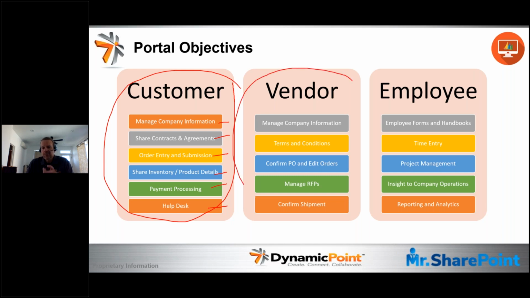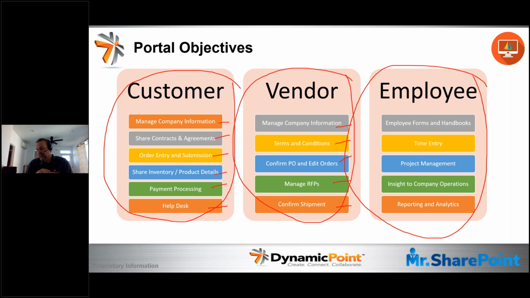On the vendor side, it's pretty much the flip of that. I'm obviously not going to do sales orders, but maybe I'd want them to see and confirm purchase orders or do vendor terms and conditions, manage company information. RFP management is a big one, responding to RFPs, being able to complete documentation, submit it in a timely manner, et cetera, as well as shipments. And then on the employee side, it's obviously more internal facing to the organization. External sharing is not that important in that realm because they're probably already internal employees, but such things as employee forms and handbooks, time entry, project management, reporting, etc.